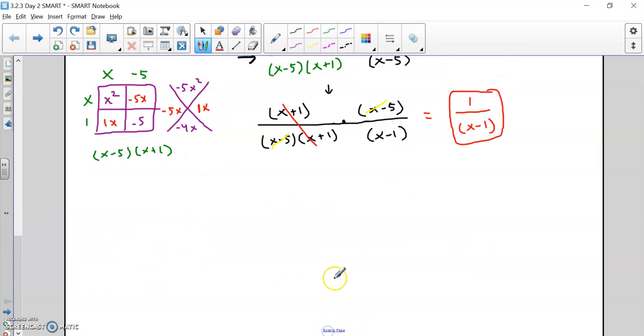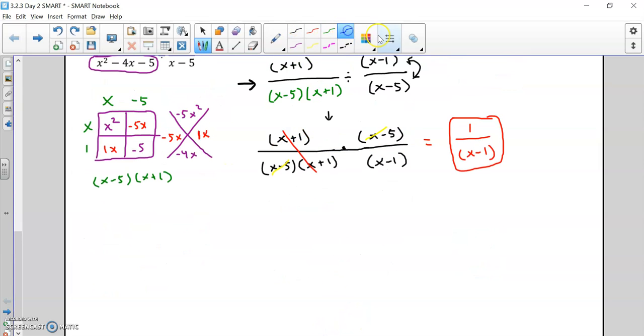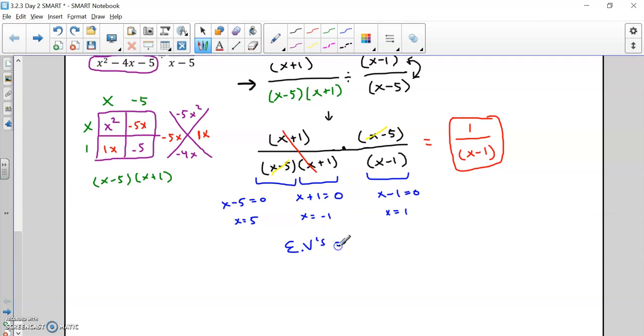And of course, we need to find excluded values. So we are going to use the multiplication version, not the division version. So x minus 5 equals 0, x plus 1 equals 0, x minus 1 equals 0. If we solved each of these, we would get 5, negative 1, and 1. So sure enough, my excluded values will be 5, negative 1, and 1.